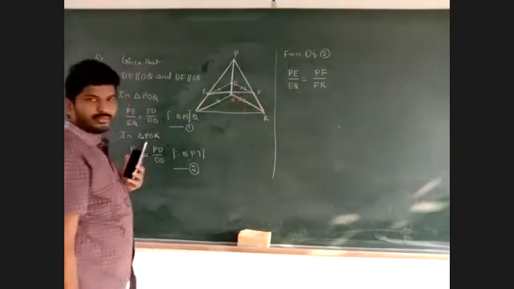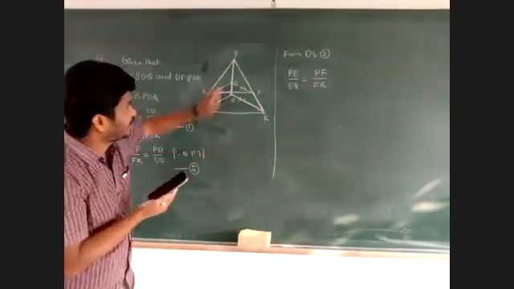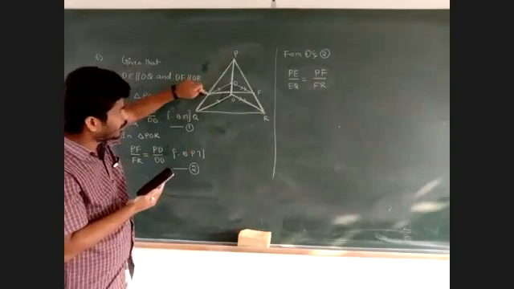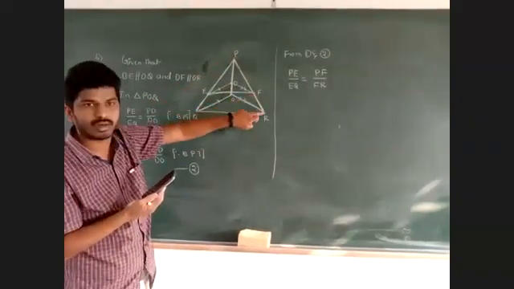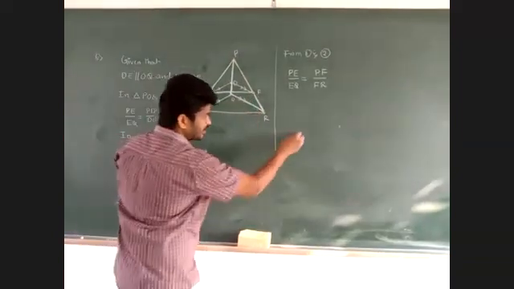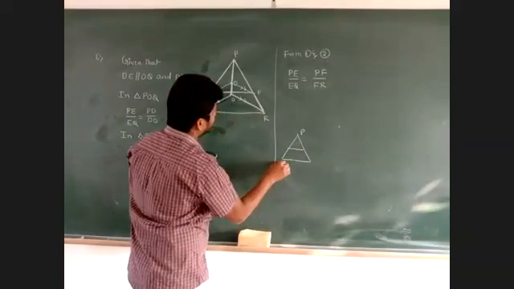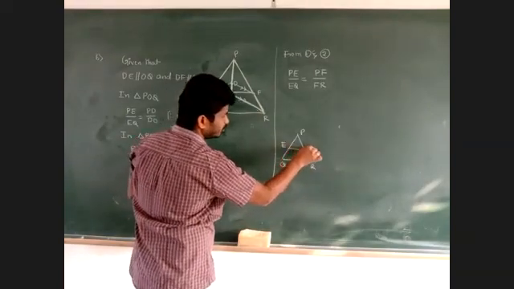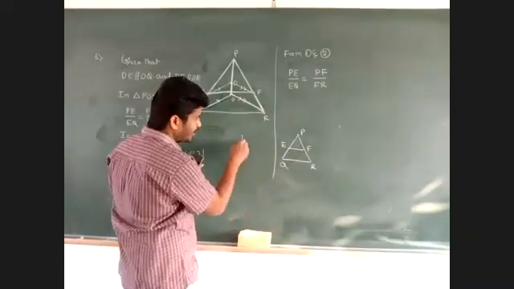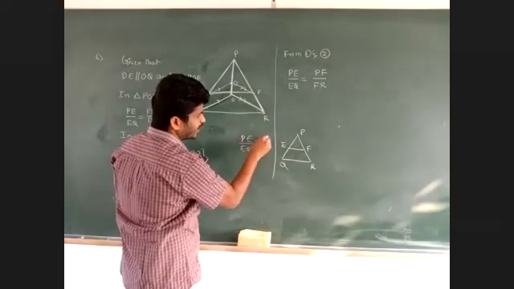Then tell me, what is the meaning of this condition? PE by EQ equal to PF by FR. For example, take triangle PQR, this is E, F. Then PE by EQ equal to PF by FR.